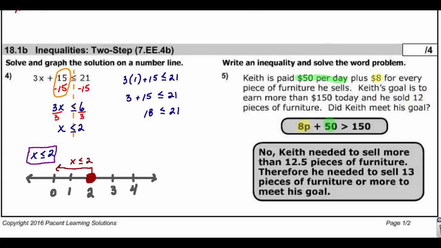So to solve that, we would say, if we take the 8 and multiply it by the 12 and add the 50, will we have more than 150? And we will not, because this is 96, and we end up with 146, and 146 is not greater than 150. That does not work. So no, Keith would have to sell 12 and a half, and you can't sell half a piece of furniture. So really, he would need to sell at least 13 to meet his goal.